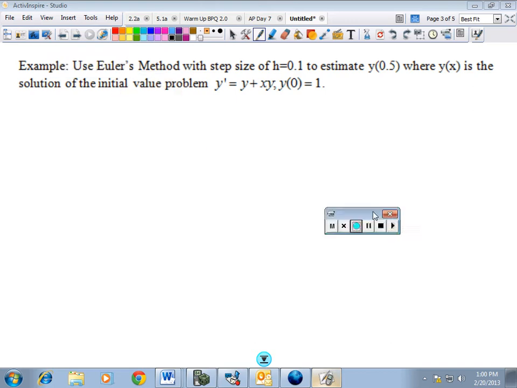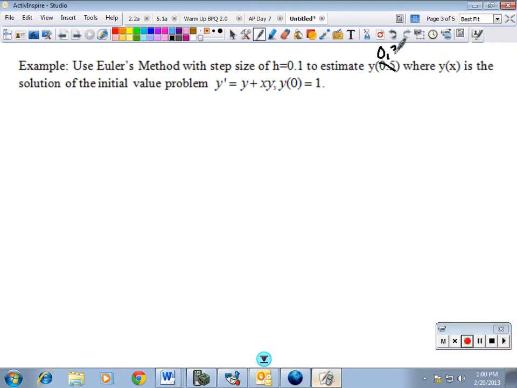Okay, Euler's method, example 2. So it says use Euler's method with step size 0.1 to estimate, and we're going to make it 0.3. You do the same thing over and over again just to make life easier, so you don't have to go through as many iterations. Where y of x is the solution of the initial value problem, starting at 0, 1. So I'm starting with 0, 1, okay?